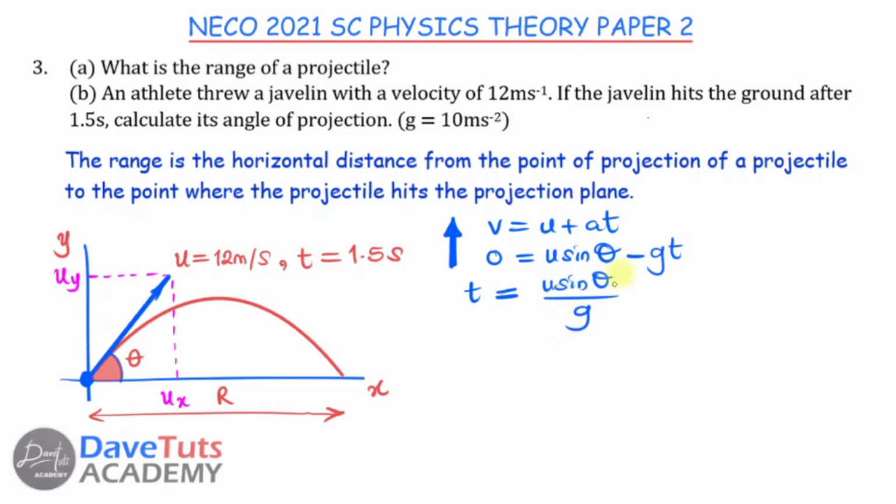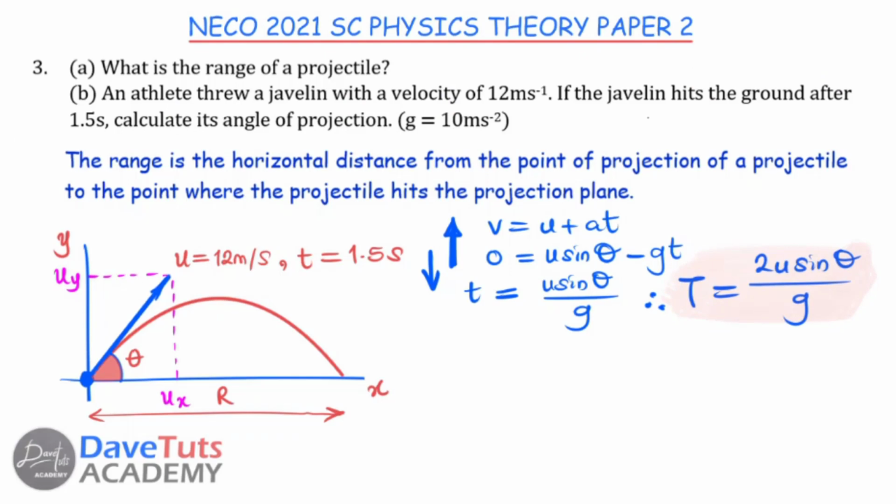But since it's a two-way journey, it will go up, but it will also come down. That means the total time of flight T will be 2u sin θ over g. I know this is a formula that is quite popular with students. I just took my time to explain it because it's going to help us now to solve our question as we are given here.